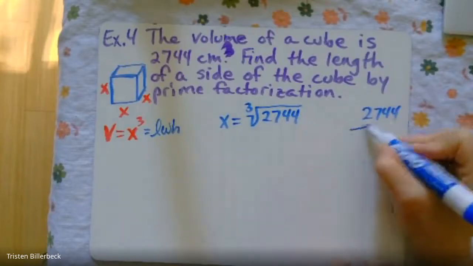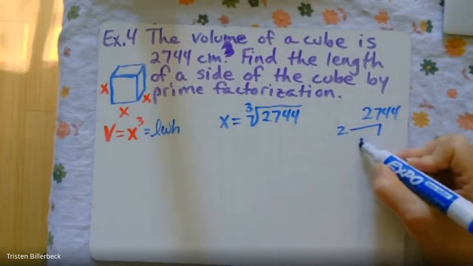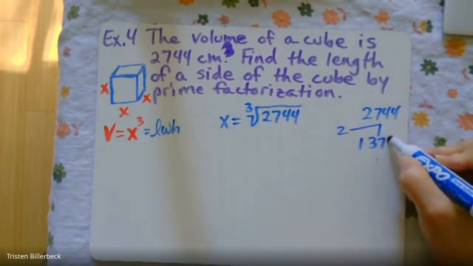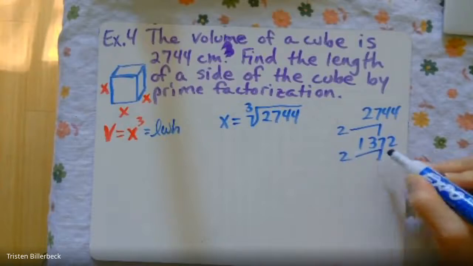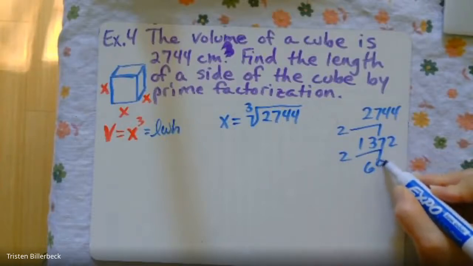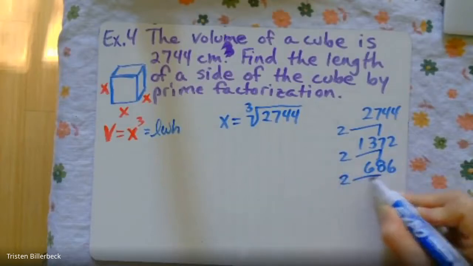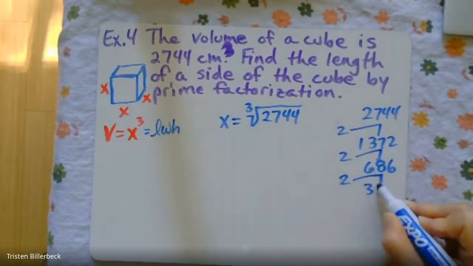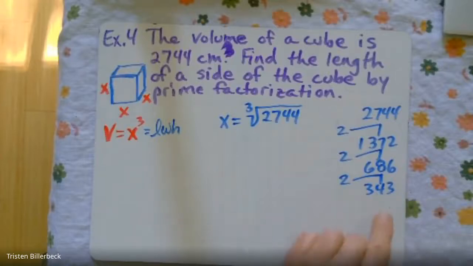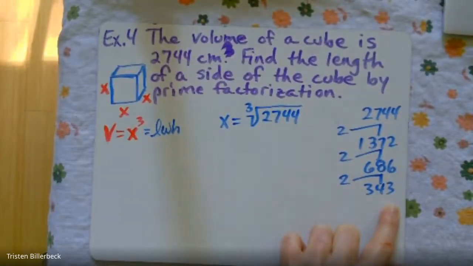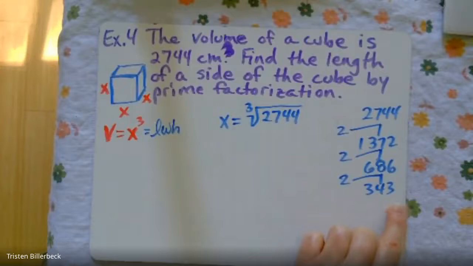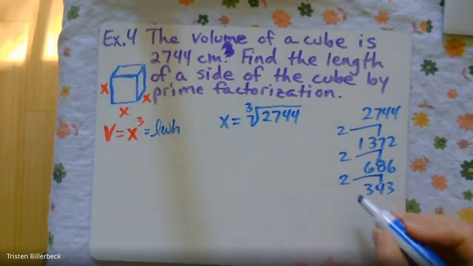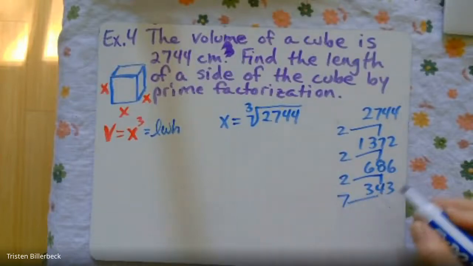So we see, oh, it's even, so we'll take a 2 out. So that gives us 1,372. It's still even. Take another 2 out. And we have 686. Ooh, still even. Take another 2 out. And we have 343, no longer even. Okay, so we have 343. It is not divisible by 3 because 3 plus 4 plus 3 is 10. It's not divisible by 5 because it doesn't end in a 0 or 5, but it is divisible by 7 because I just know that.